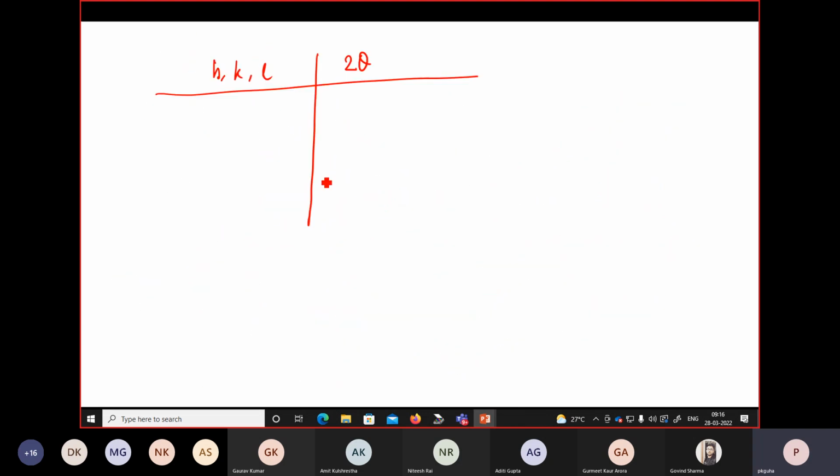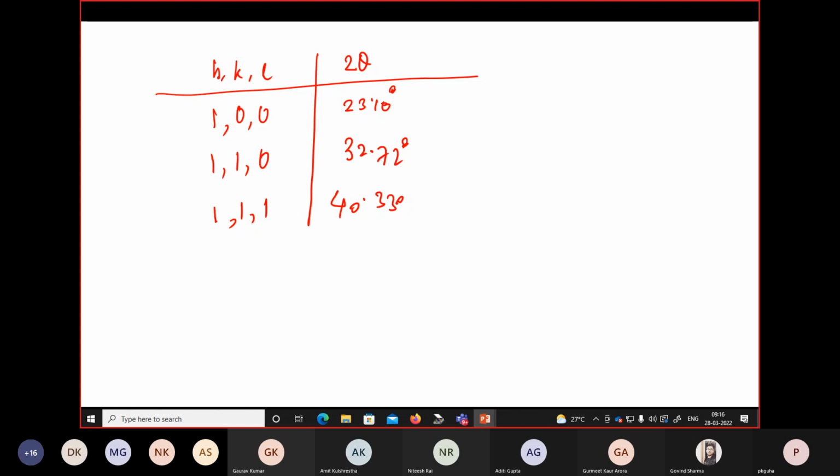So if I write 23.10 degree, that is the first peak that will occur, say 100. Then the 32.72 degree peak will occur at 110. The 40.33 degree peak will occur at 111 and so on. So you see, according to Bragg's law, 2d sin theta equal to n lambda.